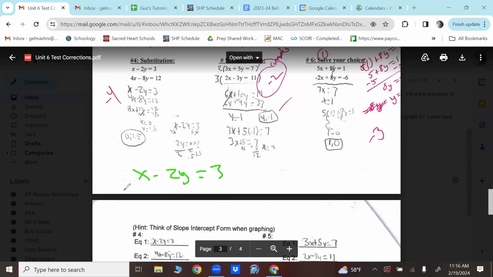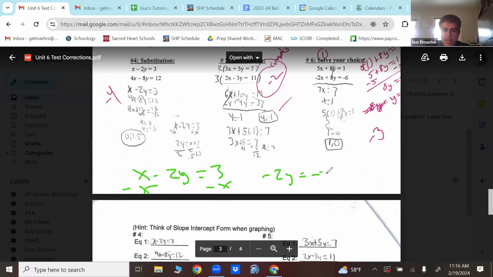So you plus x. No, because if you plus x, you get 2x. Oh, so you minus x. You don't want to plus x. You want to subtract x. Yeah, minus x. Right. Okay. So negative 2y equals negative x plus 3. What's your next step?